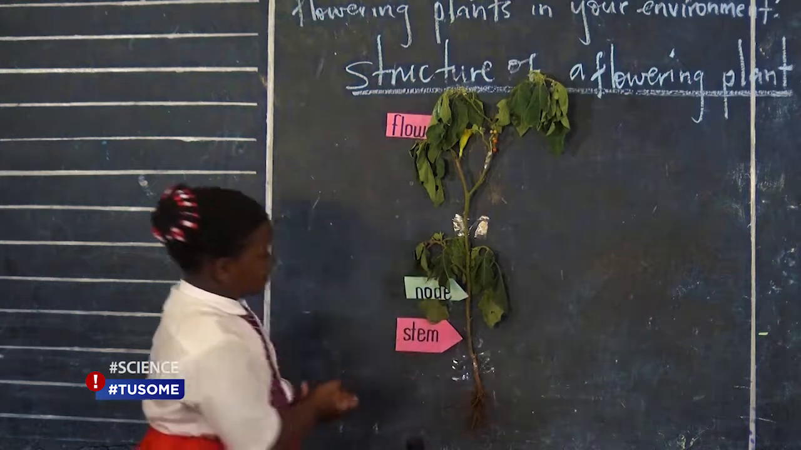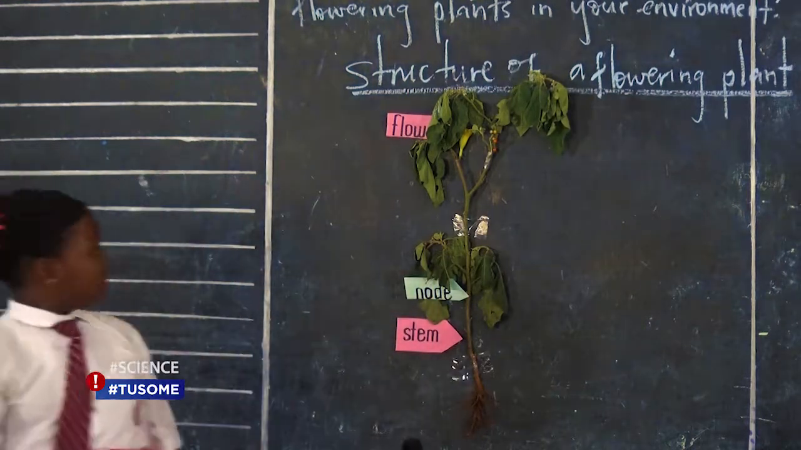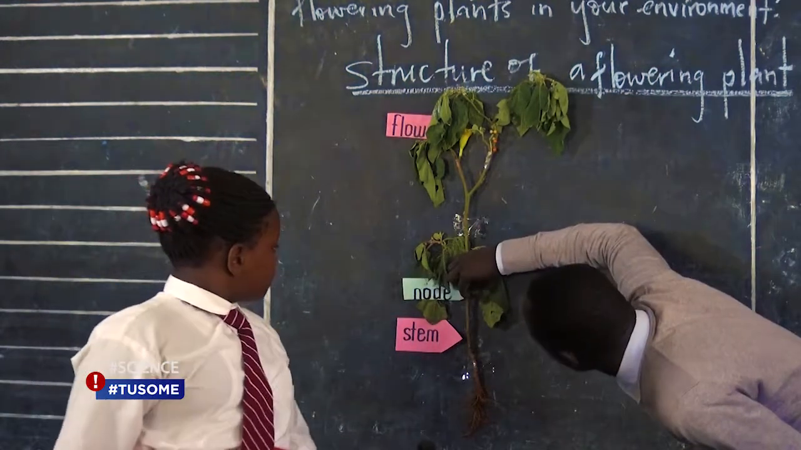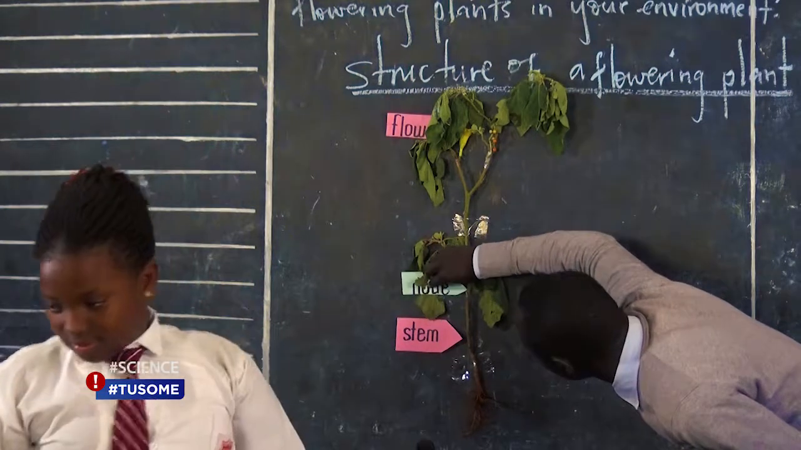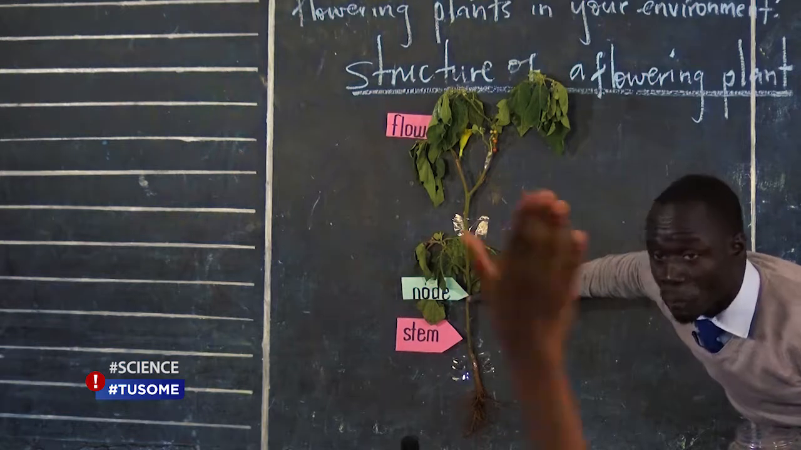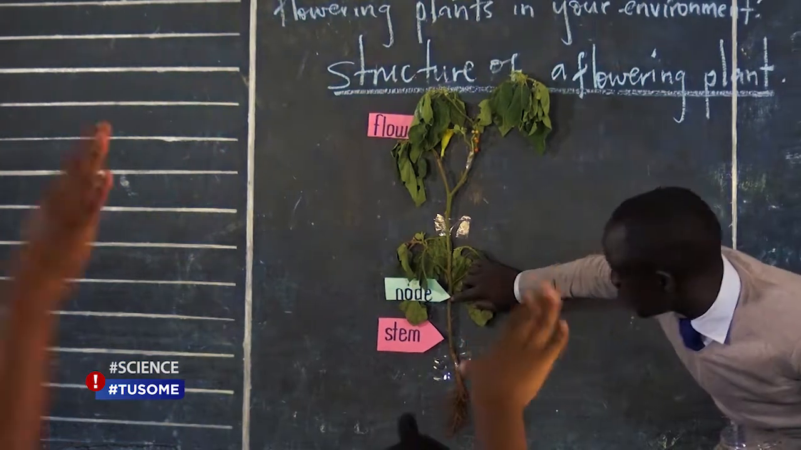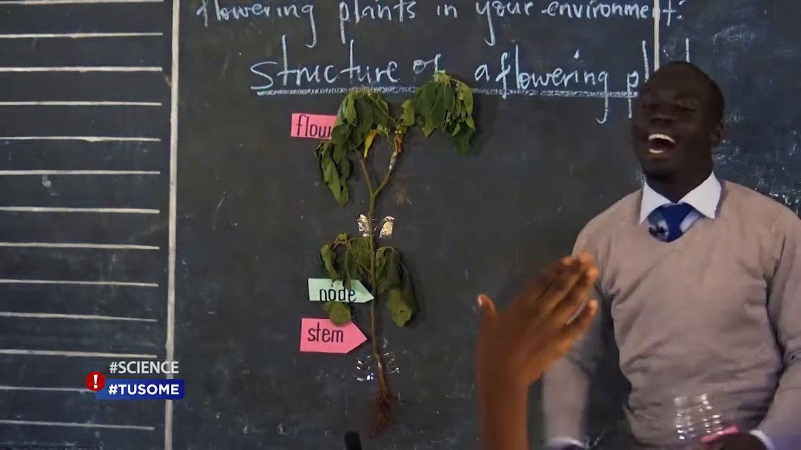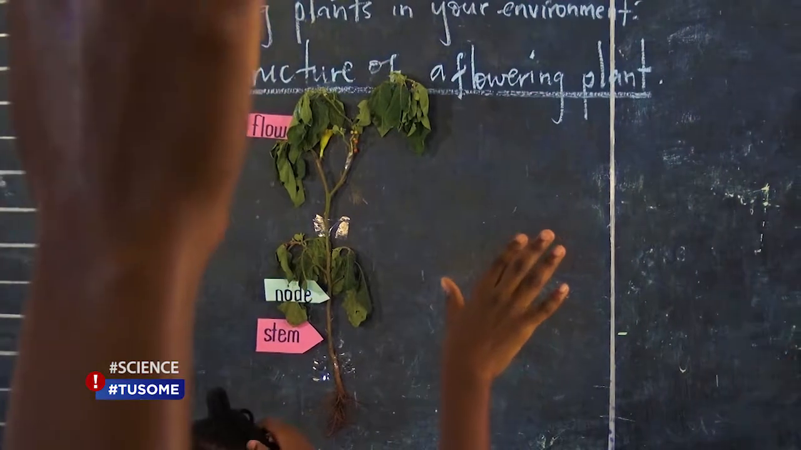Is it correct? Yes. This is where she has put her label, it's facing here. This is the node all together. We have the node, the leaf that developed from the node has got plucked off. So we have here the node. Can we give her applause?